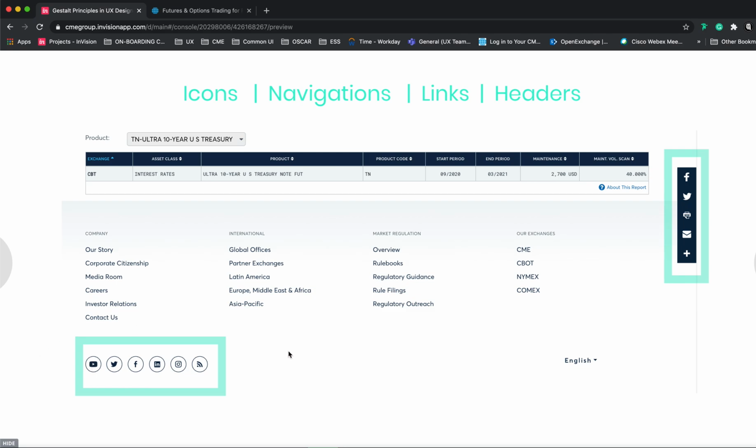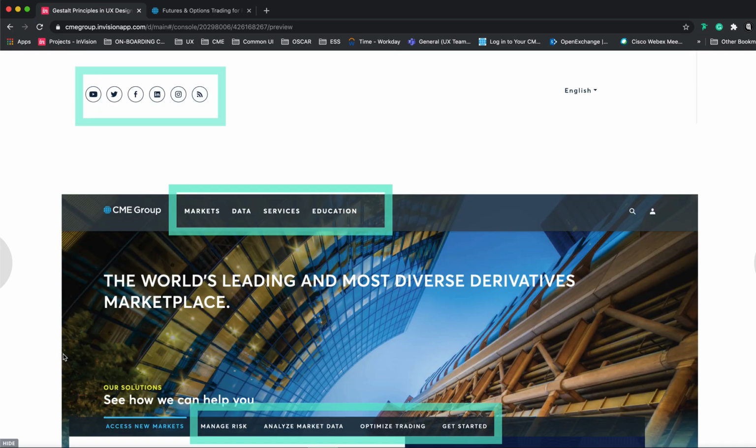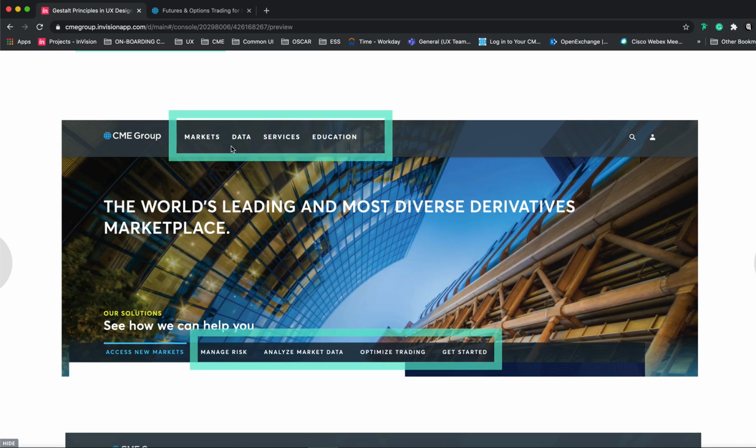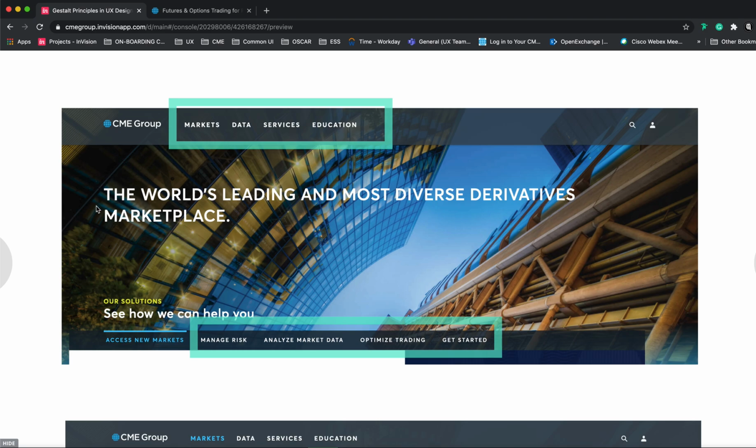So here I am displaying the icons that we have, right? These icons are similar in shape and size, and they actually represent the same function. If I click on them, they're all going to take me to a different website. So it's pretty clear that they are similar. And then we have the capitalized white links, and then we also have them down here. So that means they're also similar. They are doing the same function.